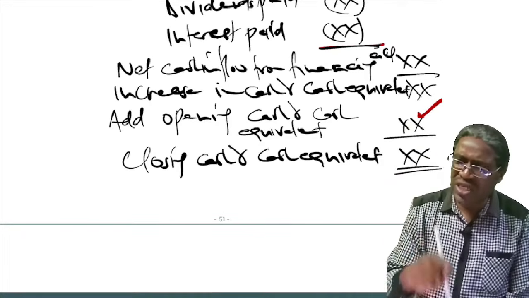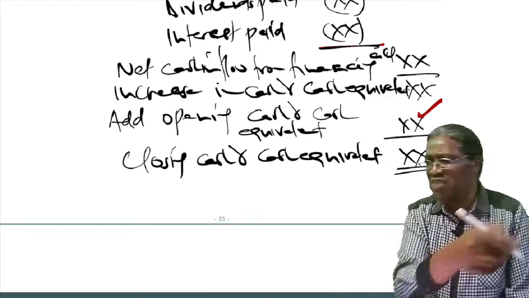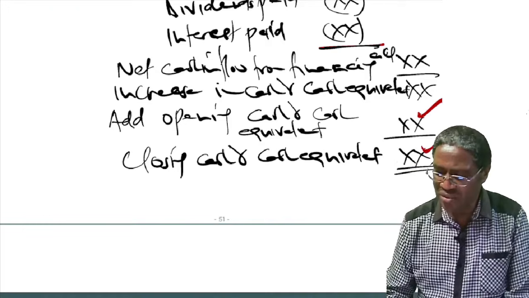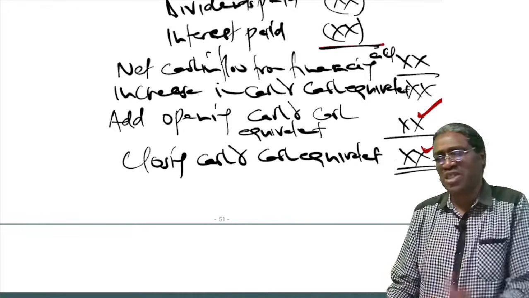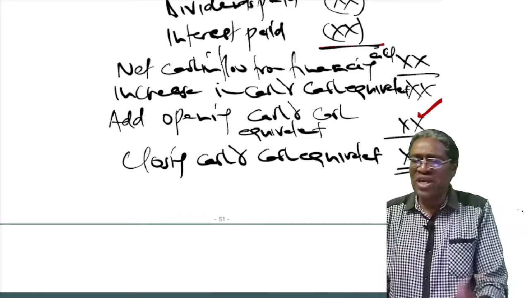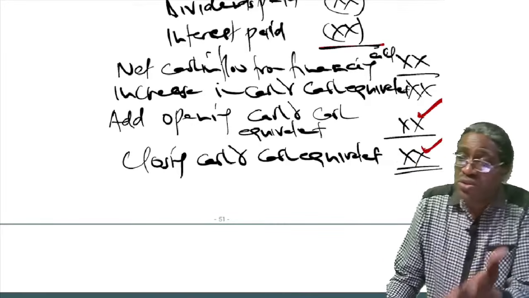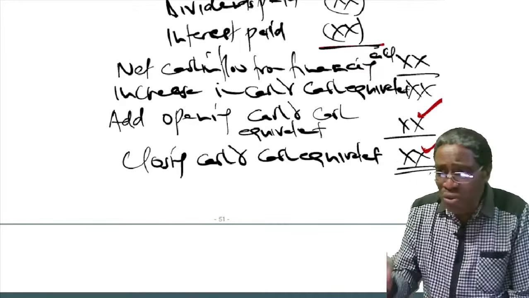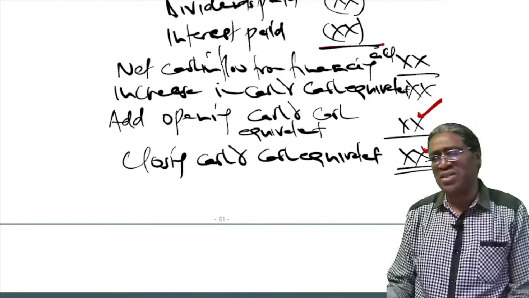Even the closing cash and cash equivalent, you can pick it from the balance sheet. Put it here. You have not got it from the cash flow, but it should be the right one. Why not put it there? Just write closing cash and cash equivalent there. You have not done it.